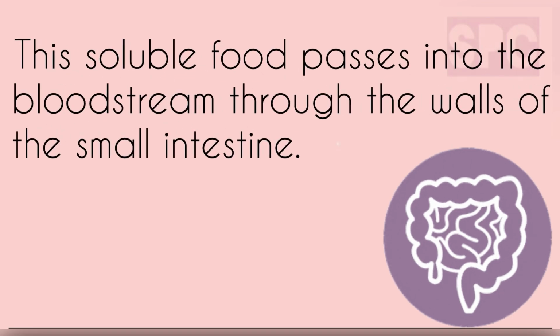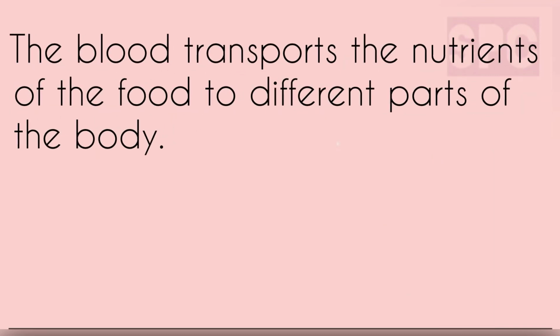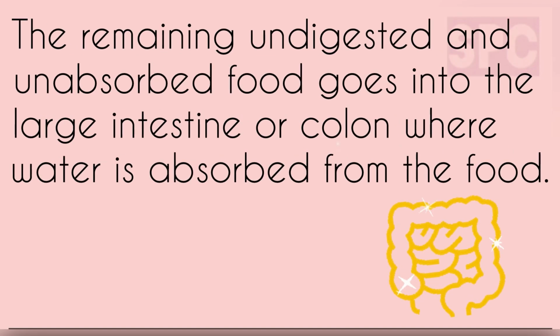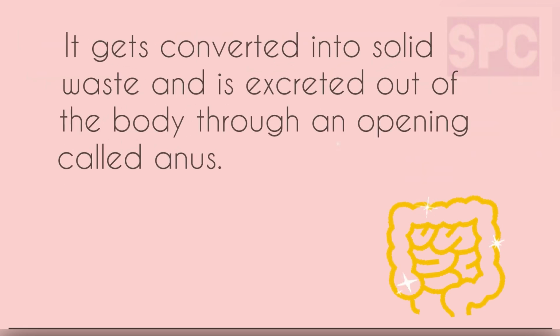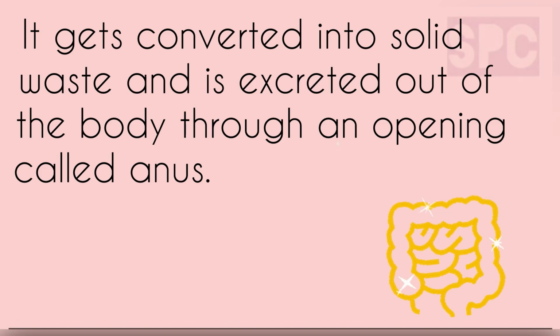This soluble food passes into the bloodstream through the walls of the small intestine. The blood transports the nutrients of the food to different parts of the body. The remaining undigested and unabsorbed food goes into the large intestine or colon where water is absorbed from the food. It gets converted into solid waste and is excreted out of the body through the opening called anus.